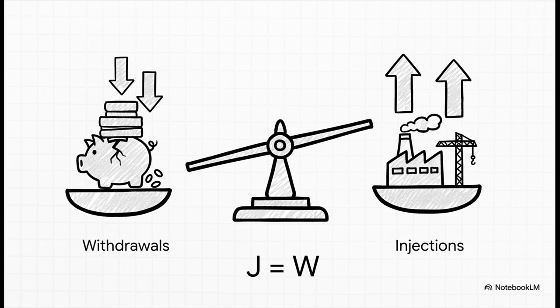And here's the absolute key to this whole thing. For an economy to be stable and healthy, it needs balance. The money leaking out has to be balanced by the money being pumped in. When injections equal withdrawals, that's the sweet spot. That's equilibrium. That's a happy economy.